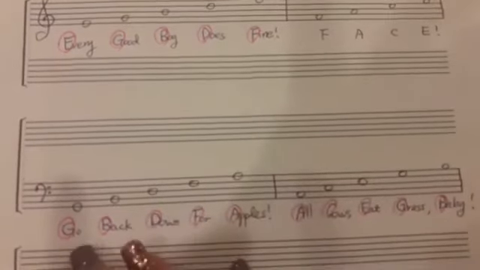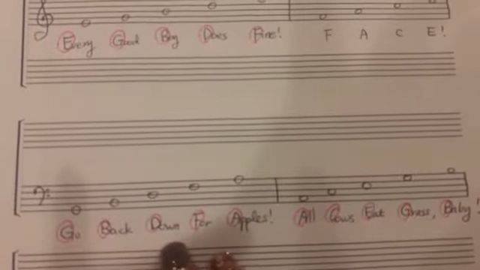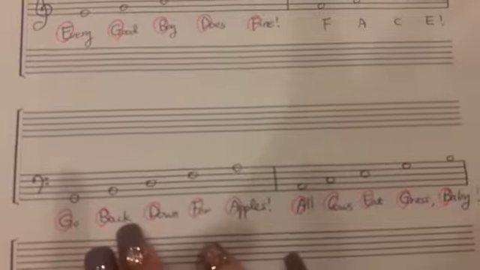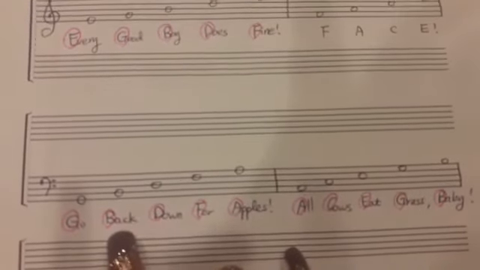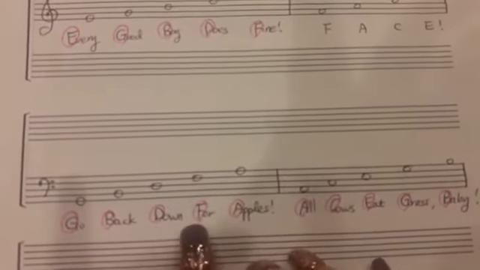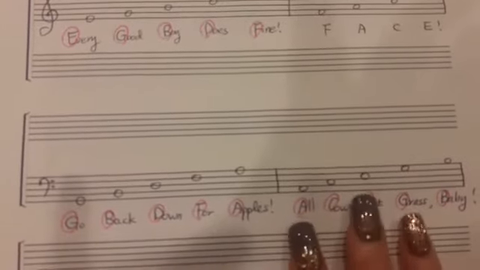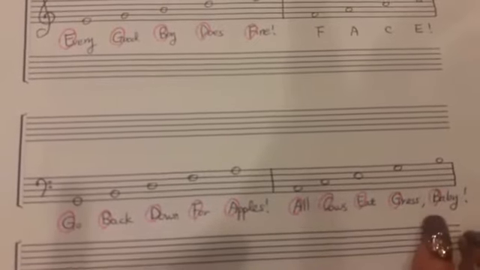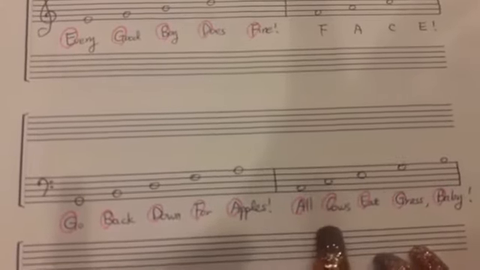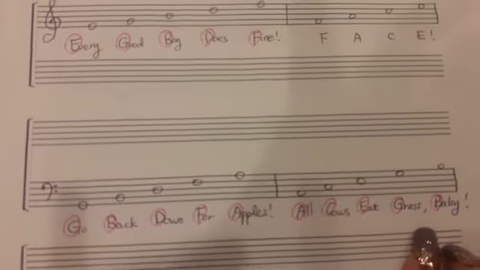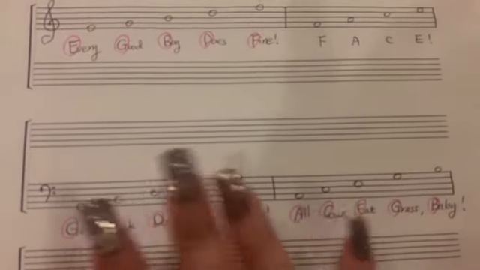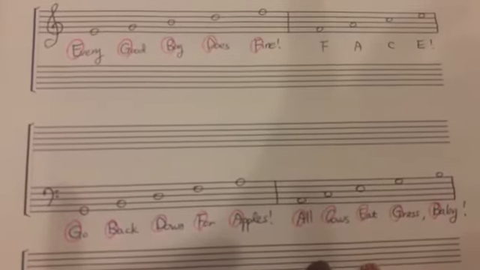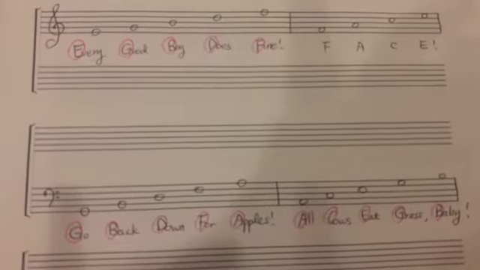Bass clef, as you can see, go back down for apples. So this will be G. Second line note will be B. Third, D, F, A. And space notes are gonna be all cows eat grass, baby. So A, C, E, G, B. So you might want to write this down somewhere and try to memorize the notes. This will be a very fun way to memorize quickly.